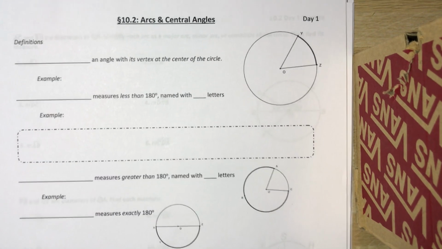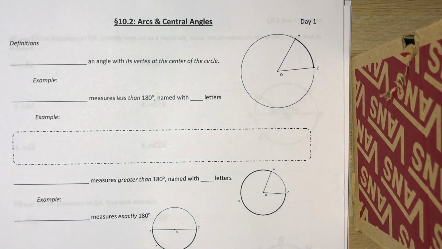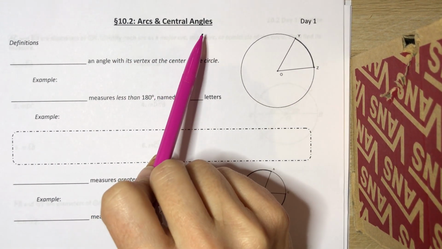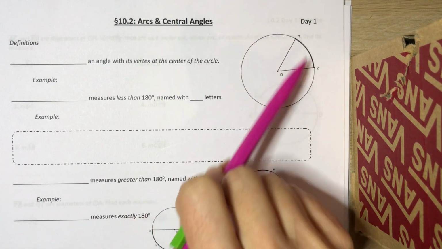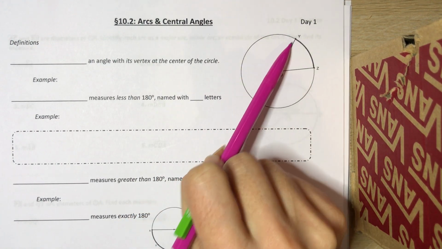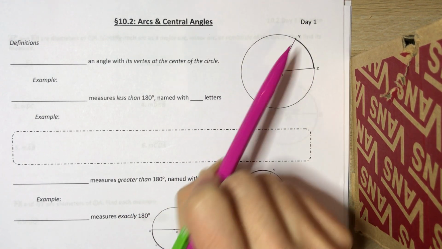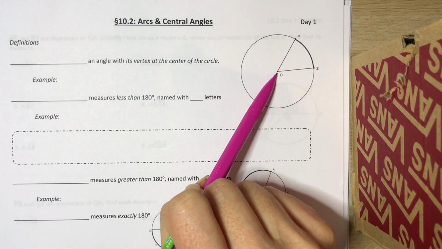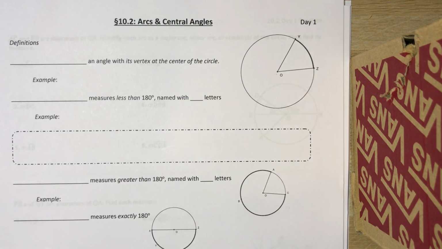Hi guys. Day 2 of circles. Today we're going to talk about arcs and central angles. If we take a look at this circle here, we notice that there's an angle that's inside the circle. This angle is coming from the center point, so we call that a central angle.